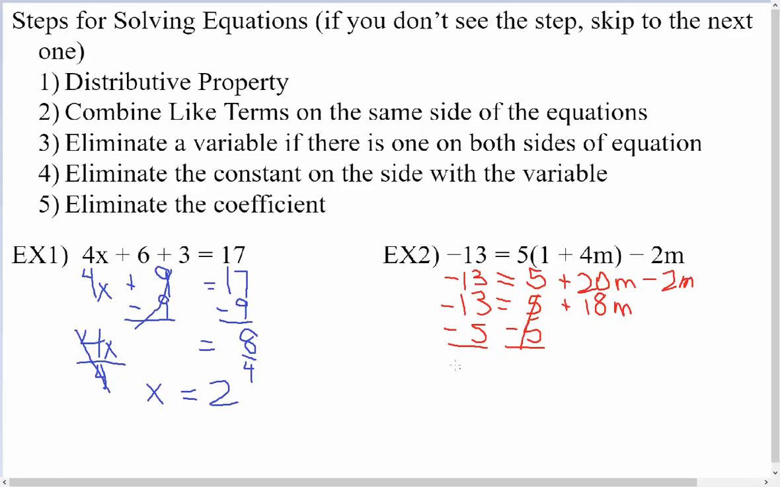So negative 13 minus 5 is negative 18. That equals 18m. And eliminate the coefficient. Since that's 18 times m, we divide by 18. And we are left with negative 1 equals m.